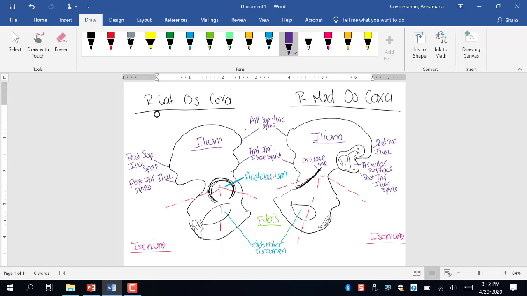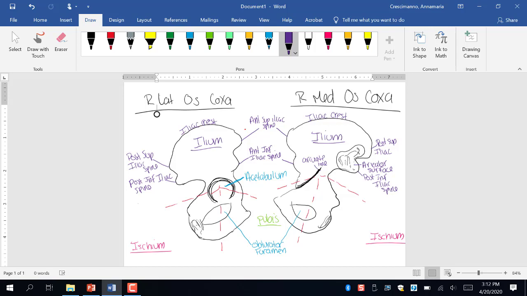Now, if you feel your iliac crests, which are right here, and you follow those anteriorly to where they come to a point, the spine that you are feeling at the very front part of your hips is the anterior superior iliac spine. So that's a good little mark for you to remember. Okay, so that covers all the features that we're learning for the ilium.